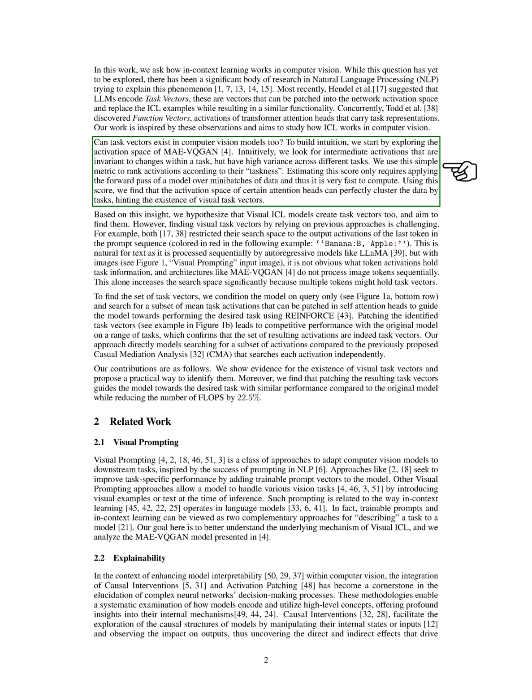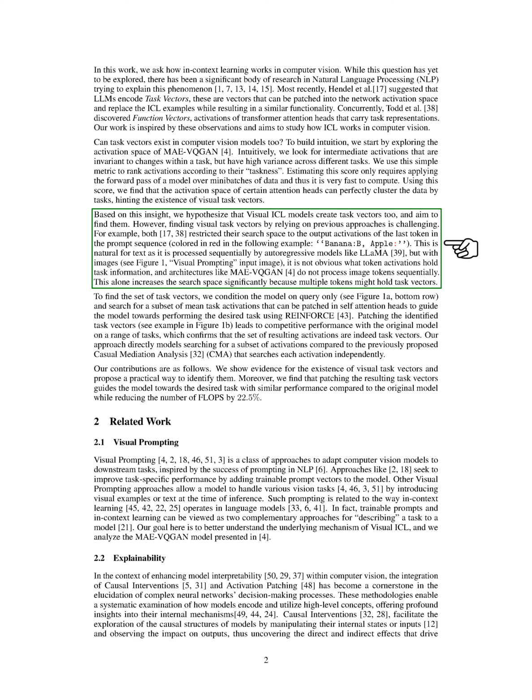To begin, we analyze the activation space of MAE-VQGAN, looking for activations that remain consistent within a task but vary across different tasks. By ranking activations based on this criterion, we identify certain heads that can effectively cluster data by tasks, indicating the presence of visual task vectors. We hypothesize that visual ICL models also generate task vectors and set out to discover them.